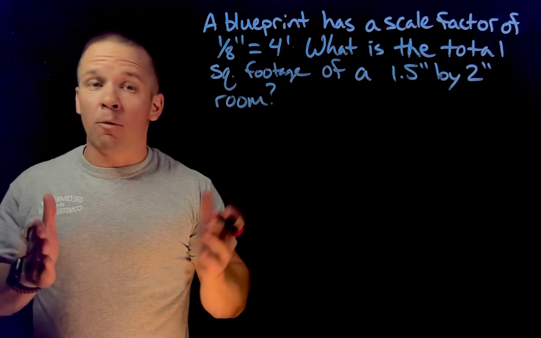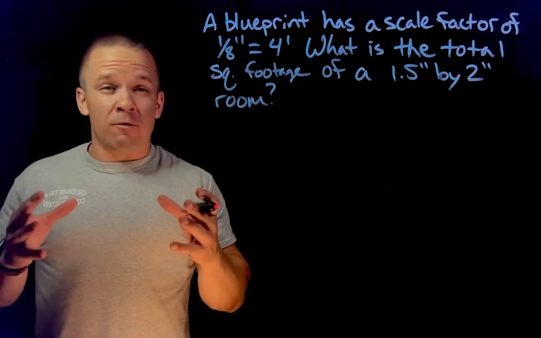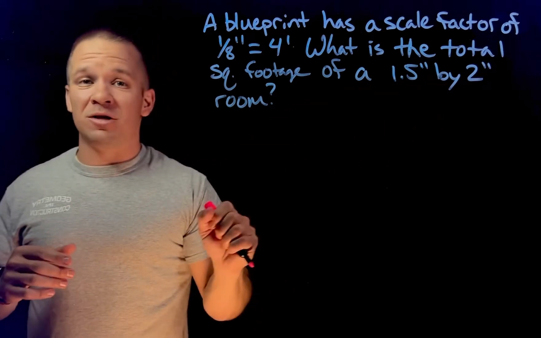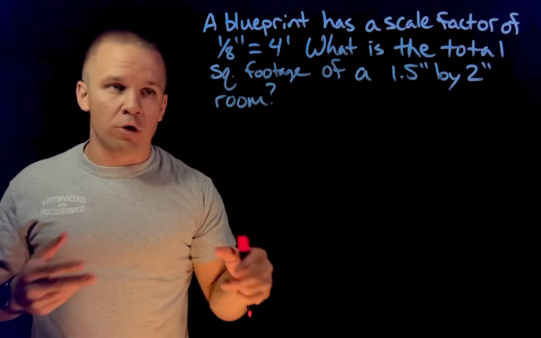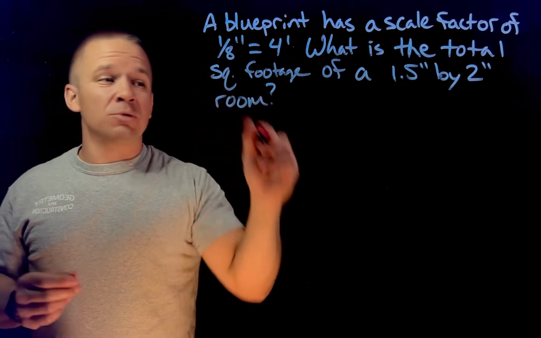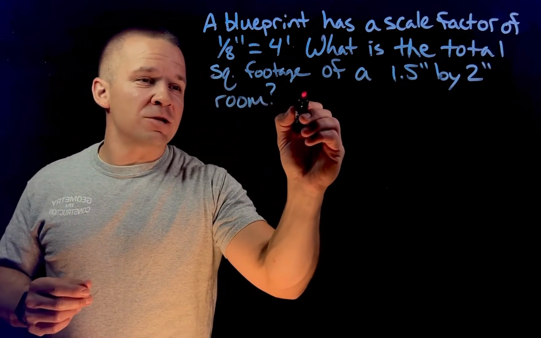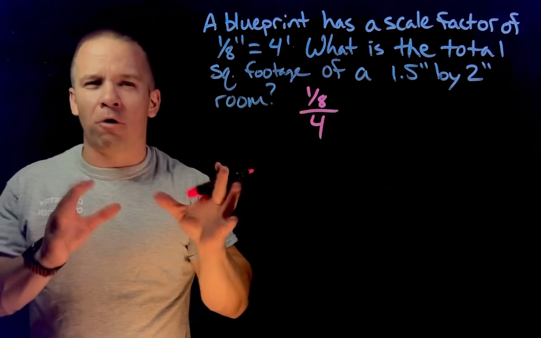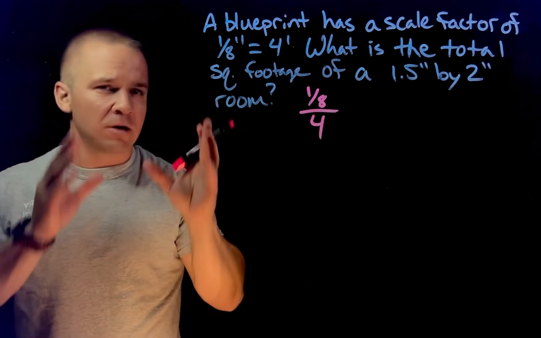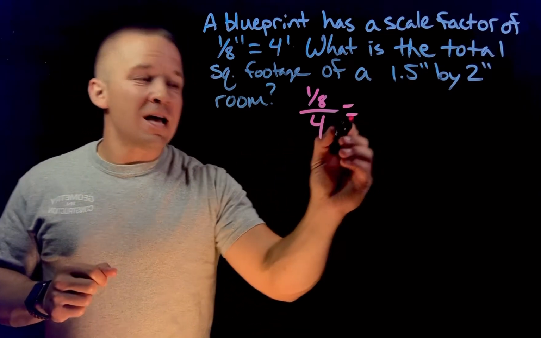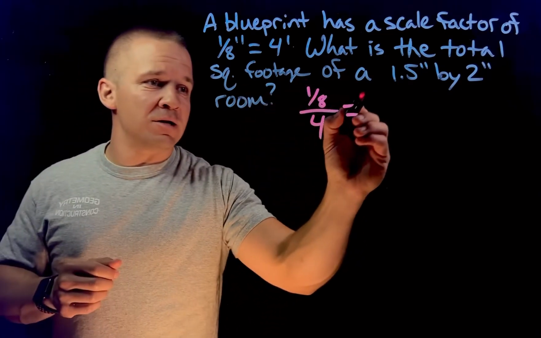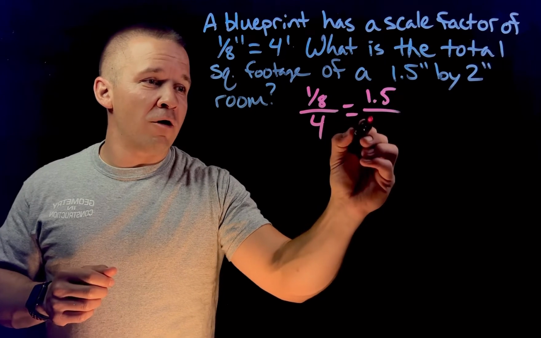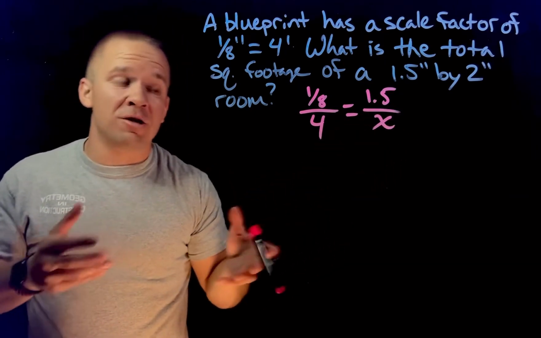All right, so we got a couple ways of going about this. I think the most intuitive way to do it is let's find the dimensions in real life of this room. So if 1/8 inch is equal to 4 feet, I'm going to put just a little fraction in a fraction. I know that's kind of terrible math form, but I think it's helpful for this particular style problem. So 1/8 inch equals 4 feet, equals 1.5 inches over one dimension of my room, x.